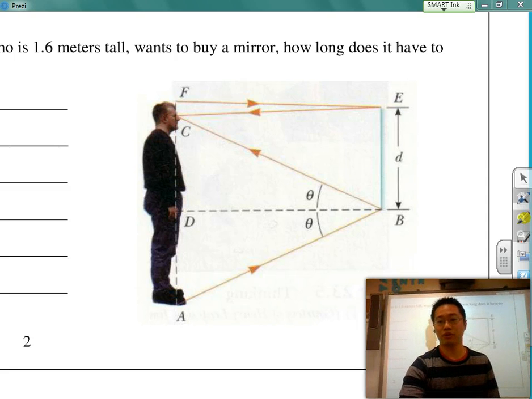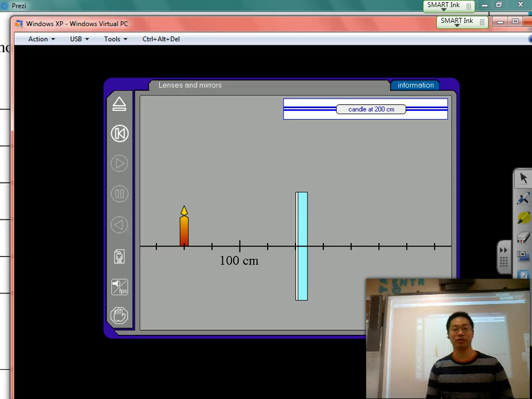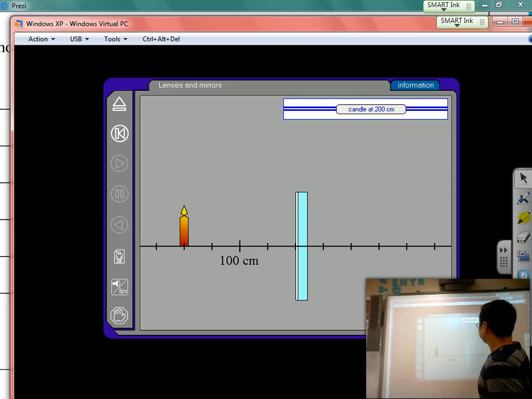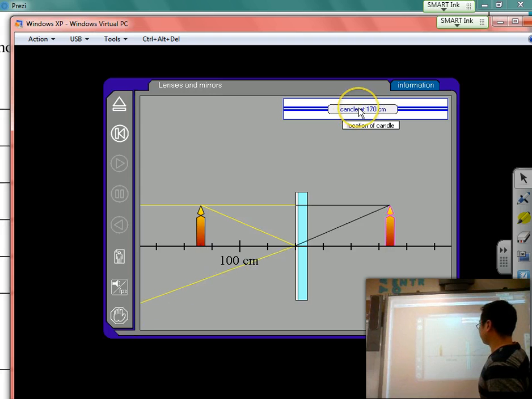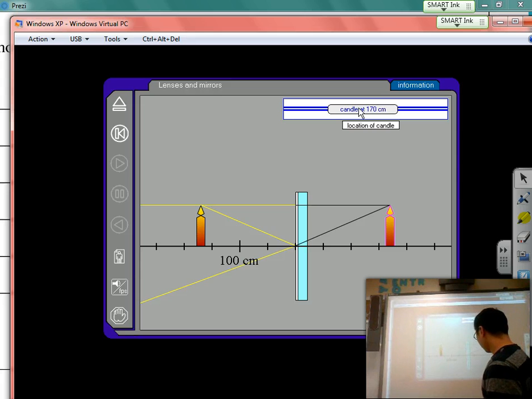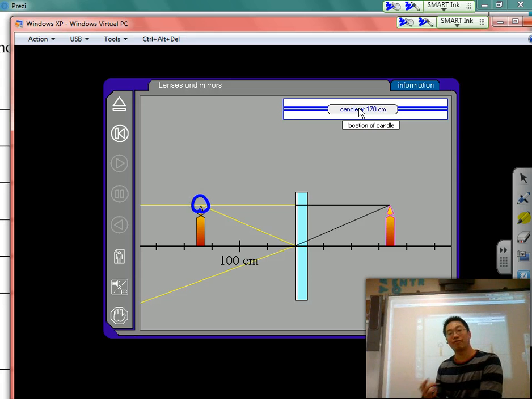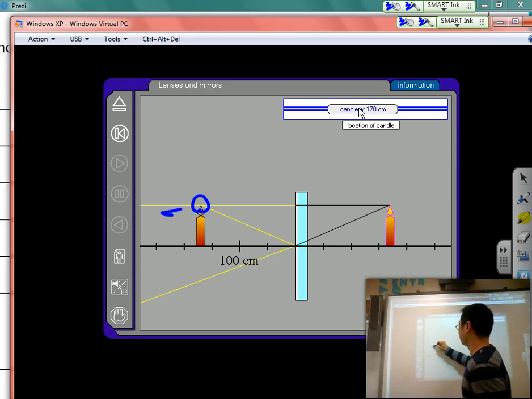So if we take a quick look at this animation over here, we have a candle in front of a mirror. Okay, and we can see the reflected lines drawn by the mirror inside this diagram. But there's a few important things to note here, okay? Right now, we're going to be looking at the tip of the candle, which is giving off light in all directions.